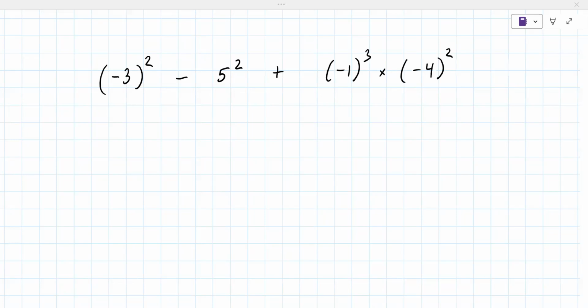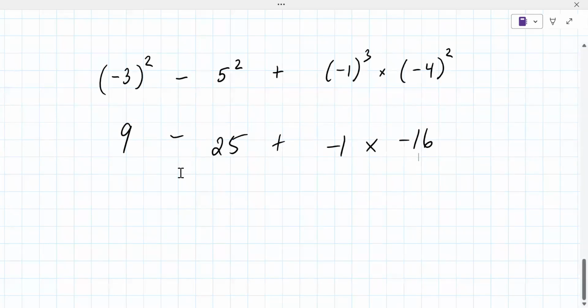Okay, well, let's go through these one at a time here. -3 to the power of 2. What's that? 9. Okay. 5 to the power of 2. 25. Okay. -1 to the power of 3. -1. Okay. And -4 squared. 16. Okay. So order of operations, what do you do next?